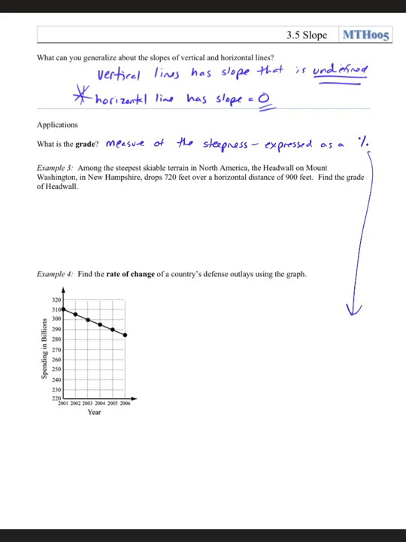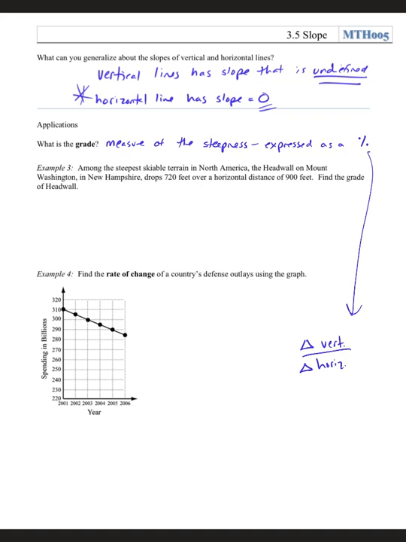So we want to think of it as the change in the vertical over the change in the horizontal. And that's going to be changes vertical, up and down, which would be the y, horizontal would be the x. So this example 3 here.